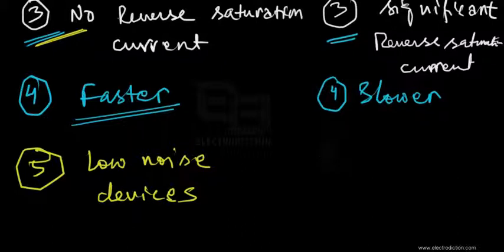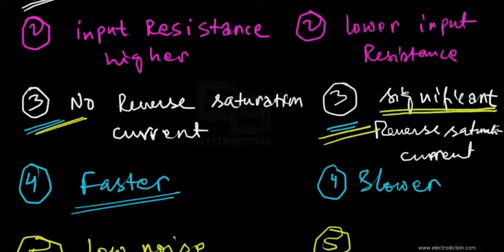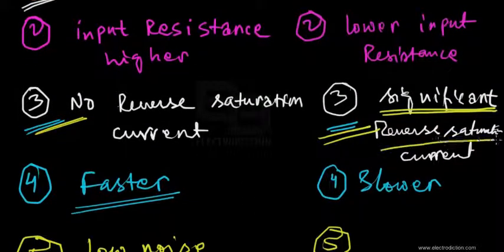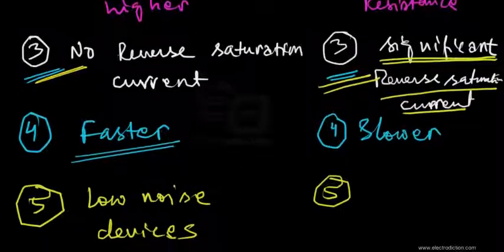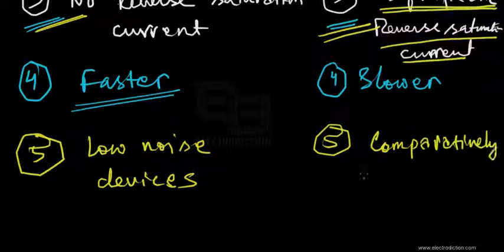But in the case of the BJTs, the reverse saturation current over here, as you can see, is quite significant, so there you go, I just underlined that in yellow. Since the BJTs have a significant amount of reverse saturation current, they would cause greater noise in the output signal. So I'll just pen it down here: they produce comparatively higher noise.